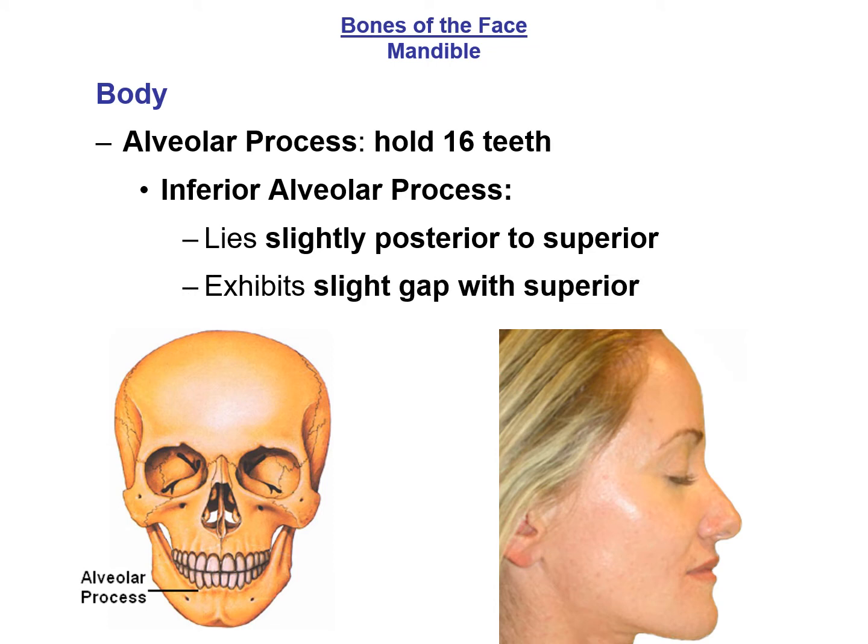It also exhibits a slight gap with the superior in natural repose. Again, natural repose is the term that we use to indicate how someone looks when they're sleeping, so to speak. So the teeth don't touch normally. You don't walk around with your teeth clenched.